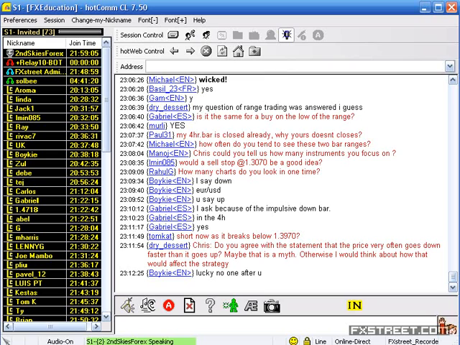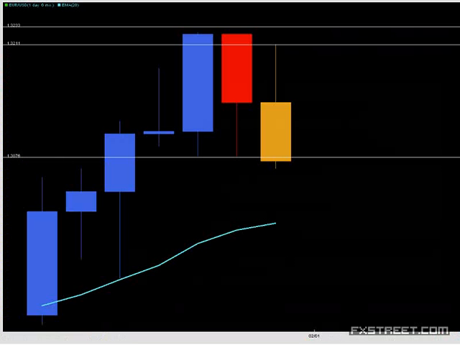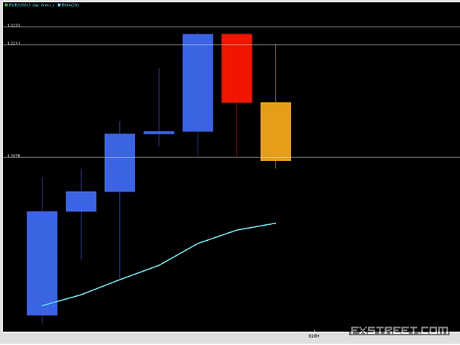Manoj says, Chris, could you tell us how many instruments you focus on? That's a great question. It really depends on the day. The first thing I do is open up my charts and do a quick scan of each chart. It could be 3 seconds, 5 seconds, maximum 30 seconds. I look at it on the daily, look at it on the 4-hour, see how the market's moved as a whole, get the gestalt, and then see if there is anything that I like there.